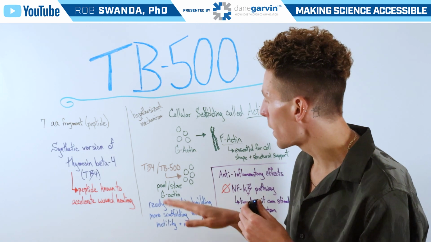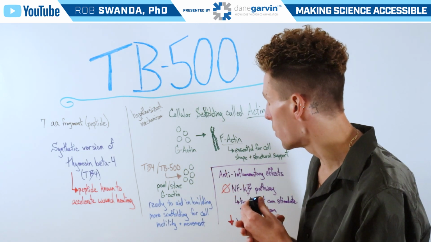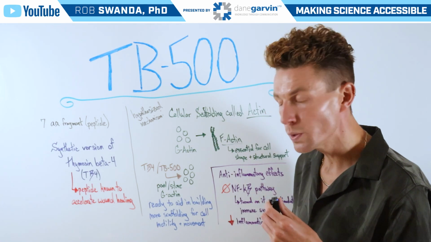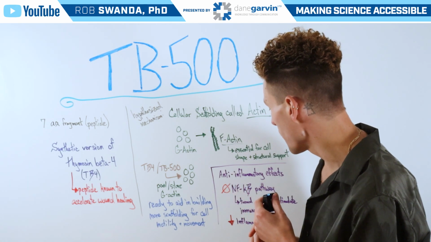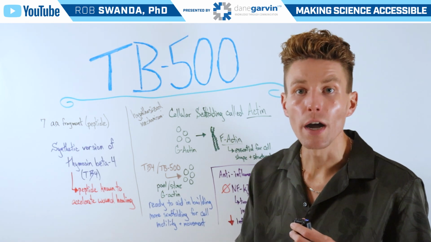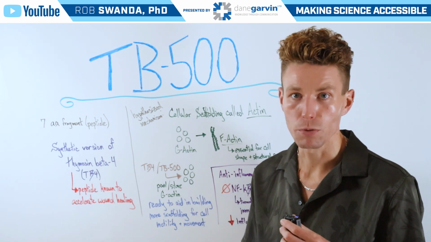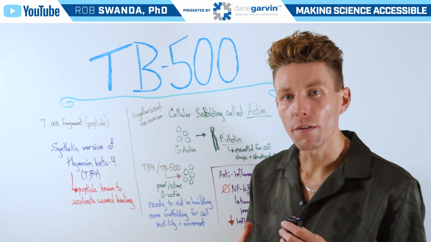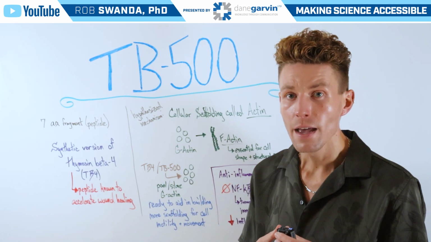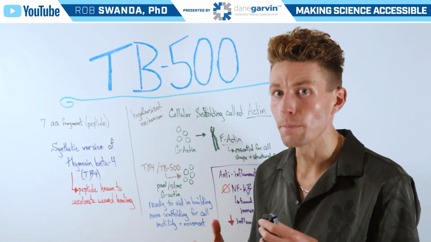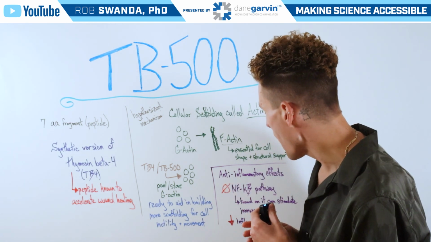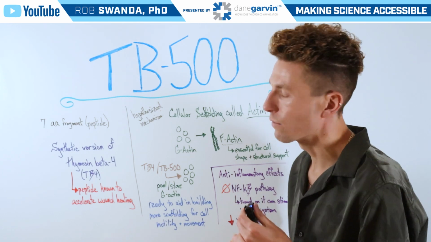Now, T-beta-4 and TB-500 have also been shown in some studies to have anti-inflammatory effects, and that's by reducing the NF-kappa beta pathway. The NF-kappa beta pathway is necessary to turn on certain genes. It's a transcription factor, and those genes are often associated with recruiting immune cells as well as releasing cytokines. And this is important for an infection, but it can also lead to a lot of inflammation. So by reducing that pathway, we're able to reduce inflammation.